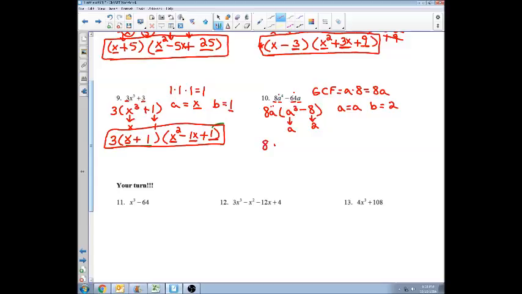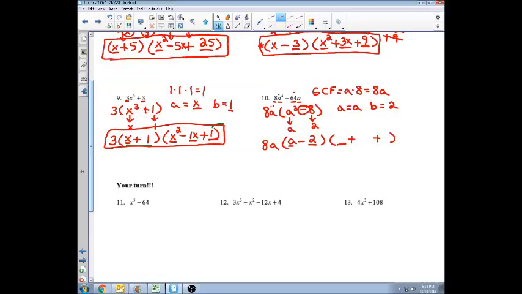I want to leave my 8a out front because I did pull out a GCF. I got to keep bringing it with me. I have a smaller set of parentheses and a much larger set of parentheses. Keep the sign, opposite sign, always positive. The sign I'm talking about is this one right here, okay? The first blank in my smaller set of parentheses is just my a value, so in this case it would be a. The second blank is just my b value, so it would be 2.